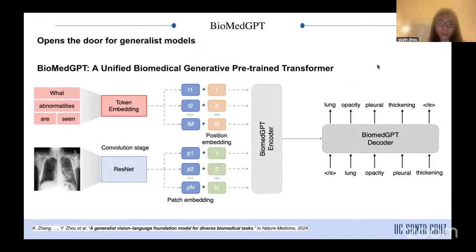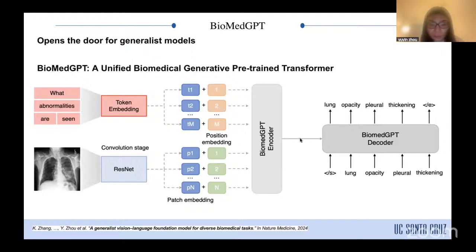Okay, so following the success of ChatGPT and a lot of other amazing generative AI, we have also proposed a method for the biomedical domain, which is called BiomedGPT. This was published last year in Nature Medicine. It basically shows how generative AI can open the door for generalist models.